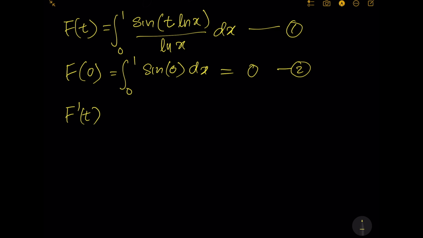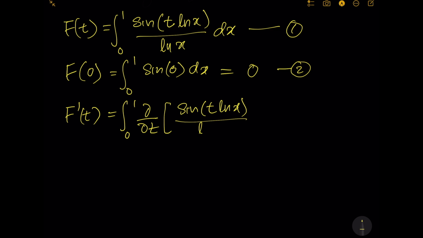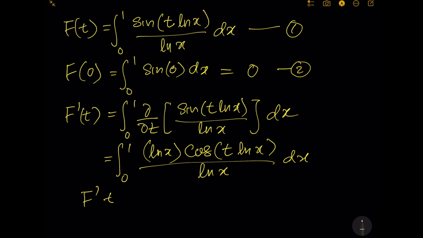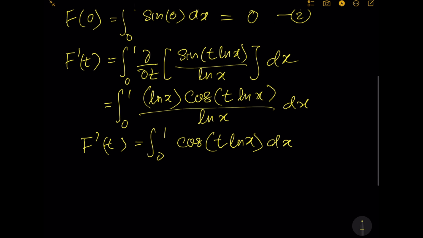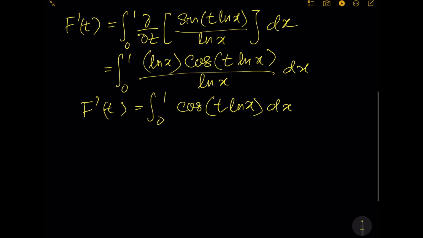Apply the derivative with respect to t to both the left and right hand side. The left hand side becomes f prime t, while the x on the right hand side is actually a constant. Therefore, we have f prime t equals the integral from 0 to 1 of cosine(t ln x) dx. This is not integratable, so we need to do a substitution.